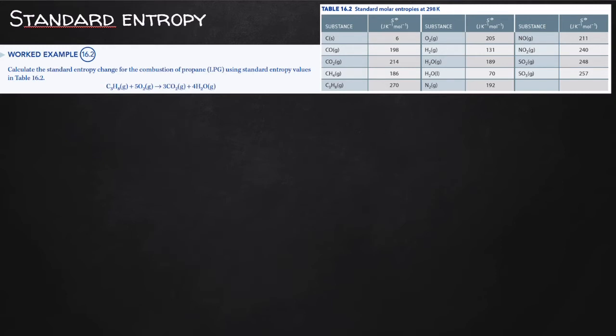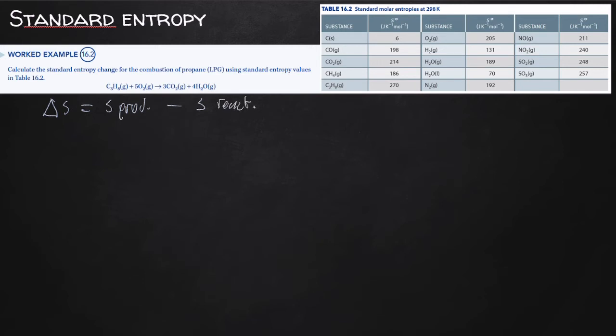Okay, so let's go through a couple of worked examples here. Let's calculate the standard entropy change for the combustion of propane using standard entropy values in table 16.2 from your textbook. Standard molar entropies at 298 Kelvin, so standard temperature. Just remember here, our change in entropy is going to be equal to the sum of the entropy of the products minus the sum of the entropy of the reactants.